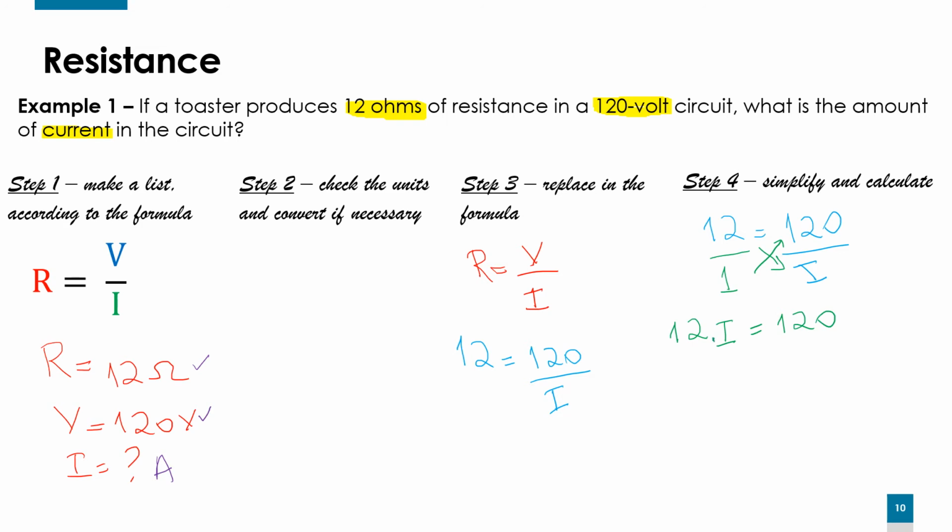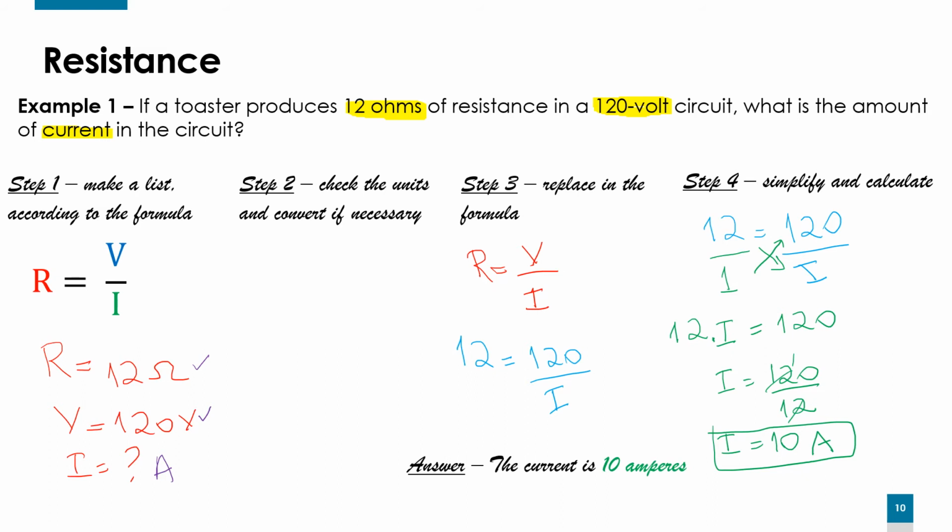Now the 12 is multiplying, so it goes over there dividing. So I equals 120 divided by 12. If I divide, here is going to be 10. 10 what? Amperes. So the current is 10 amperes. So what's the amount of current in the circuit? 10 amperes. Pretty easy, right?